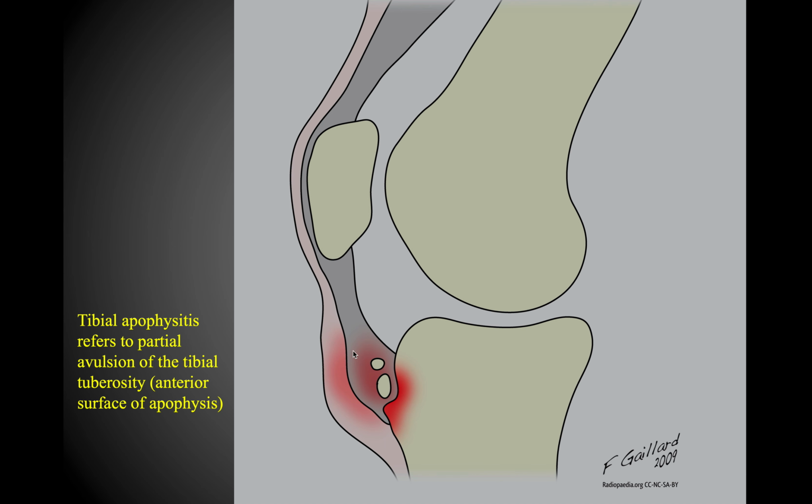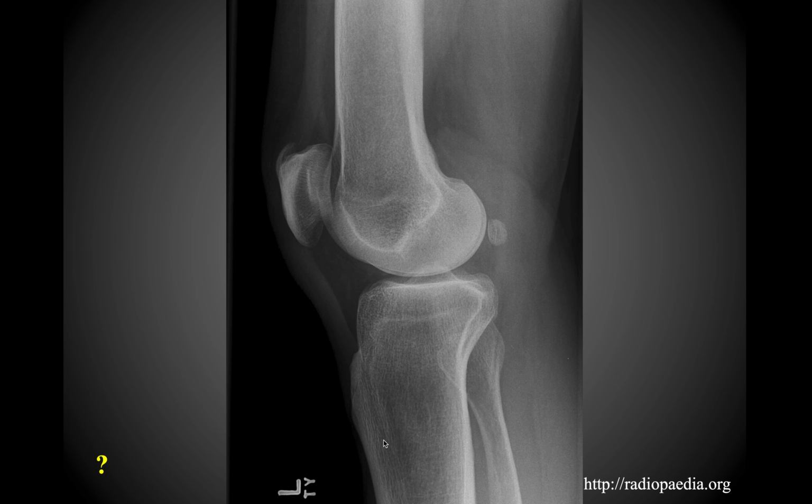Here we can see an artist rendering of what this tibial apophysitis, or Osgood-Schlatter, looks like. Again, this is where you have that avulsion of the tibial tuberosity, and that's due to overactivity of the quadriceps tendon. You can see the quadriceps tendon coming down with the patella embedded within it, and then attaching finally to the tibial tuberosity. With overuse of that muscle, eventually you're going to get this tibial apophyseal avulsion.